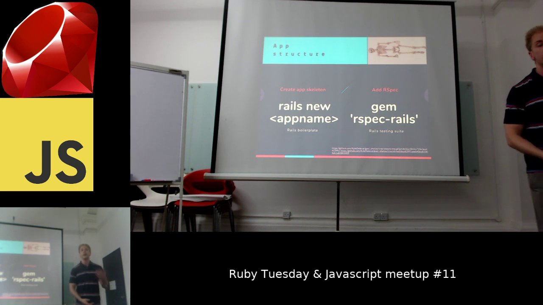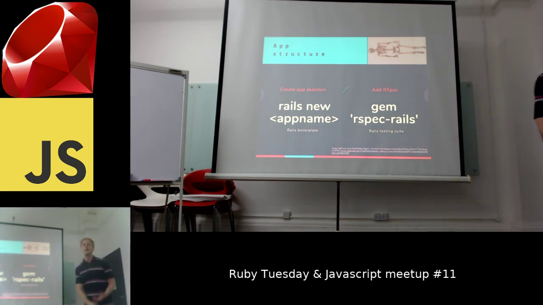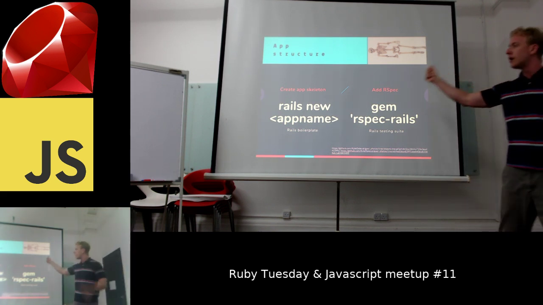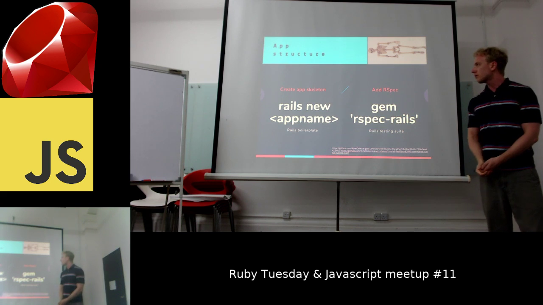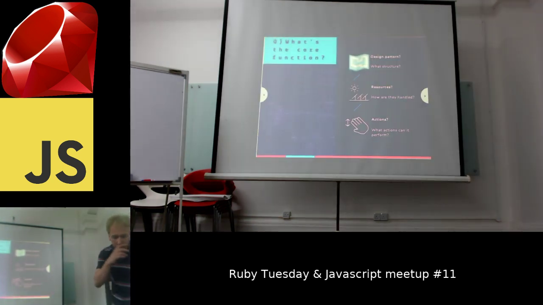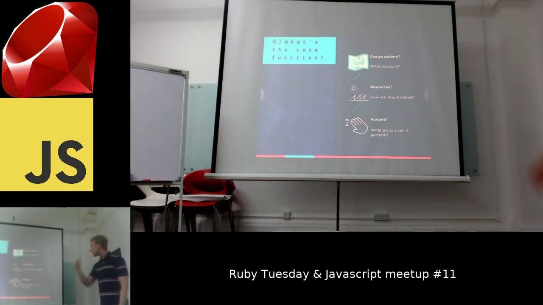So just very quickly, when I made this app, I used Rails new to create a new app, and I added a dependency called RSpec to help us do testing. And this creates for us an app skeleton. So it's kind of Rails' opinionated way of how the app itself ought to be structured. So for any non-Rails person, please stop me if there's any question as I go along.